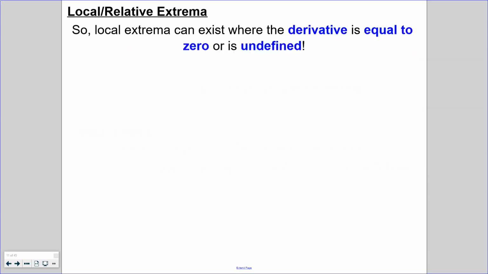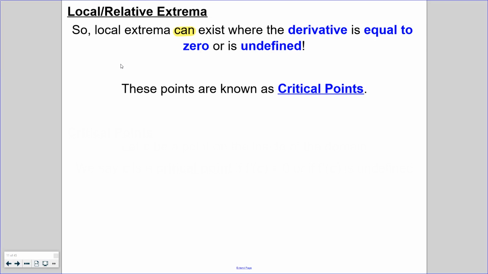Alright, so now we can put these two thoughts together, and we can say that local extrema, there's that word again, can exist where the derivative is equal to 0 or is undefined. Boom, combined together. Now, although these x values, where these points would have a 0 or undefined slope, may or may not be local extrema, we do have a name for these points. These points, where the derivative is equal to 0 or undefined, are known as critical points.